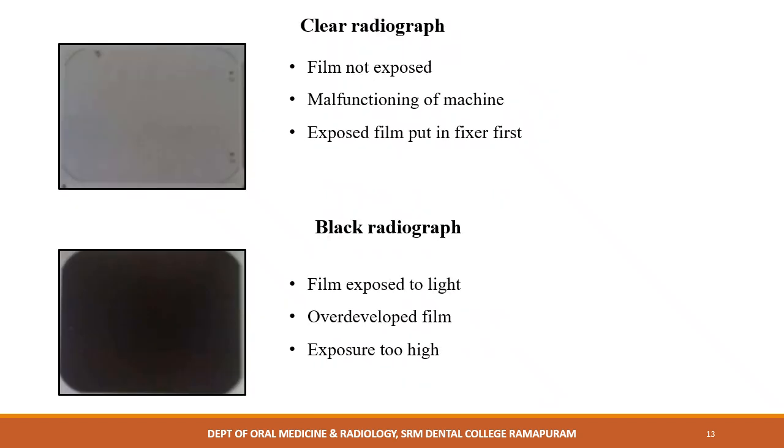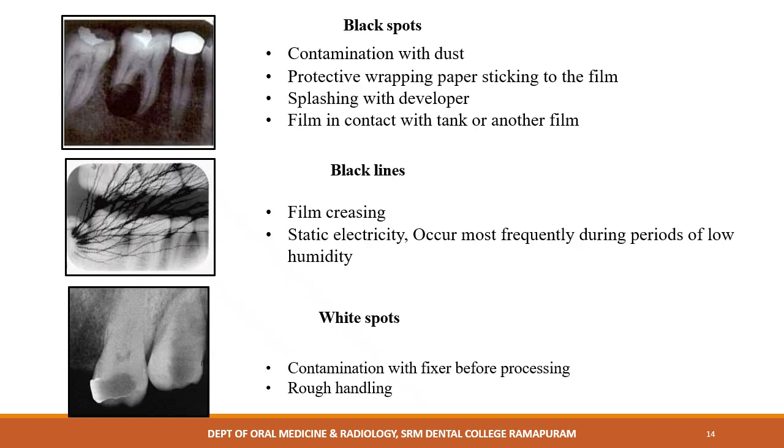Clear radiograph. This can occur when the film is not exposed, or when the film is placed in the fixer first before development. Black radiograph. This can occur when the film is exposed to light or overdevelopment of the film. Black spots in the radiograph. This can occur due to contamination with dust or splashing with developer, film in contact with tank or another film during processing. Black lines or streaks on the radiograph. This can occur due to static electricity or film freezing.